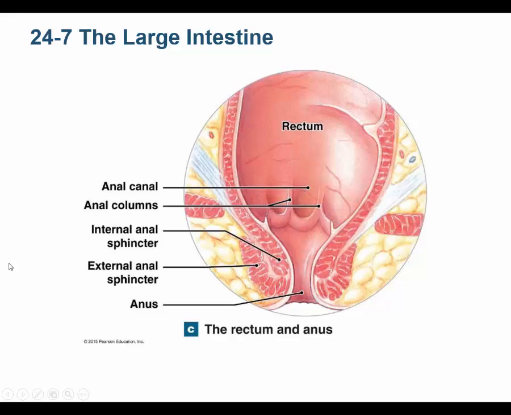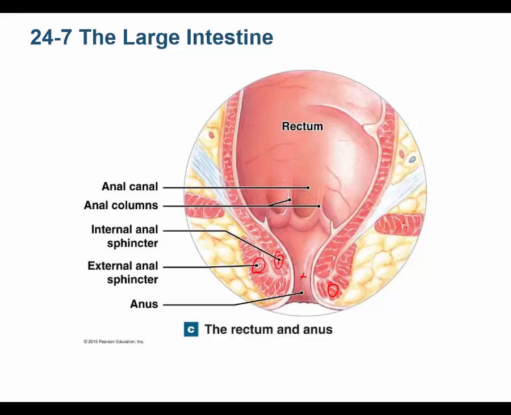The rectum stores feces until defecation, and then the anus is the opening to the rectum, really. You can see you have anal columns and anal canals. It's just flaps of tissue, really. That's all it is. You have sphincter muscles here. You have your internal anal sphincter, which is under involuntary control, and you have your external anal sphincter here and here under voluntary control. And we're going to talk about the defecation reflex shortly.